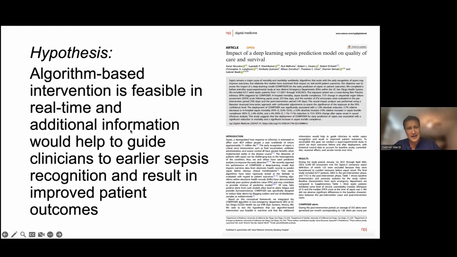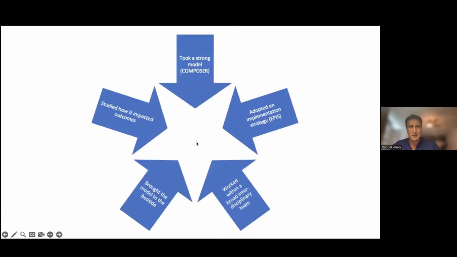So what we wanted to test, using a mature deep learning model that we were ready to implement, was that the algorithm would be feasible to implement in real time and would help guide clinicians to identify sepsis earlier, which would result in improved patient-centered outcomes. We just published this piece. It was put out in Nature Digital Medicine, I want to say about 8 or 9 months ago, so it's relatively fresh. But I think the findings are pretty compelling.